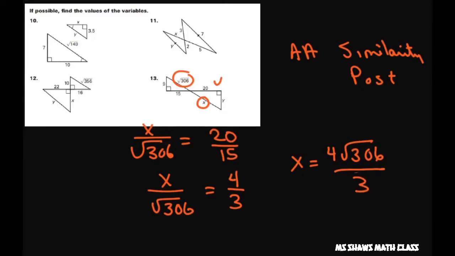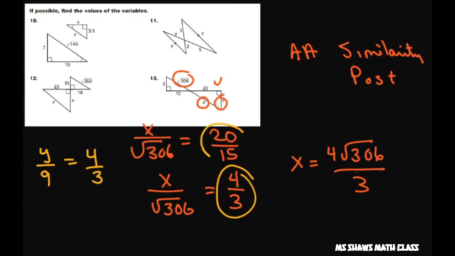All right. Now for y, we do the same thing. Didn't save enough room. Let's squeeze it over here. y is to 9 as, and I'm going to do this one again, 4 is to 3, because that's going to be your 20 over 15. So when you cross multiply, you get y equals 36 divided by 3. So y equals 12.